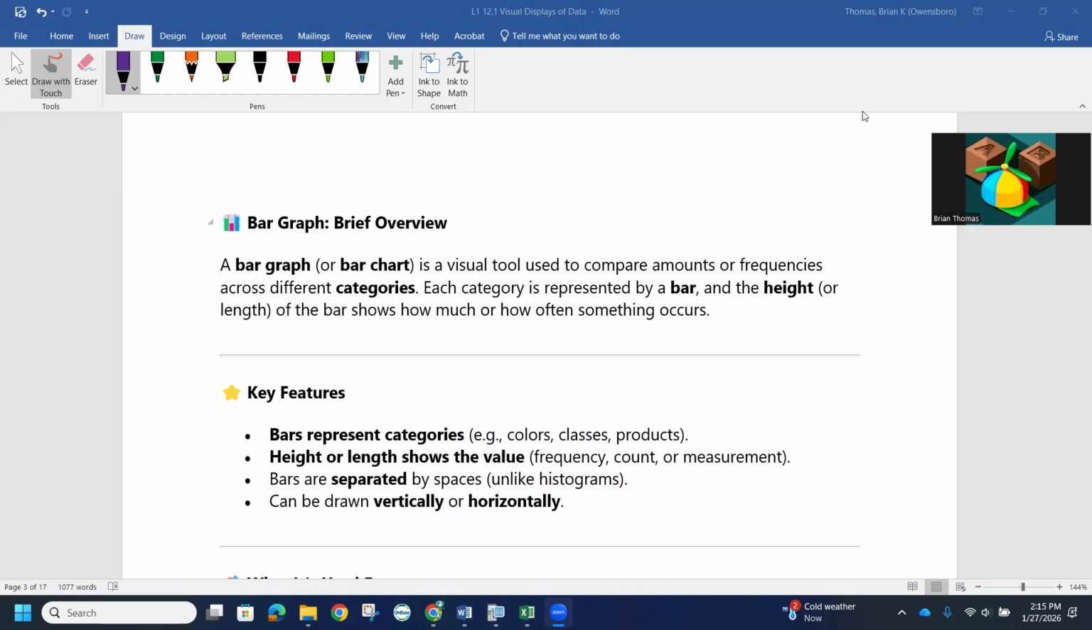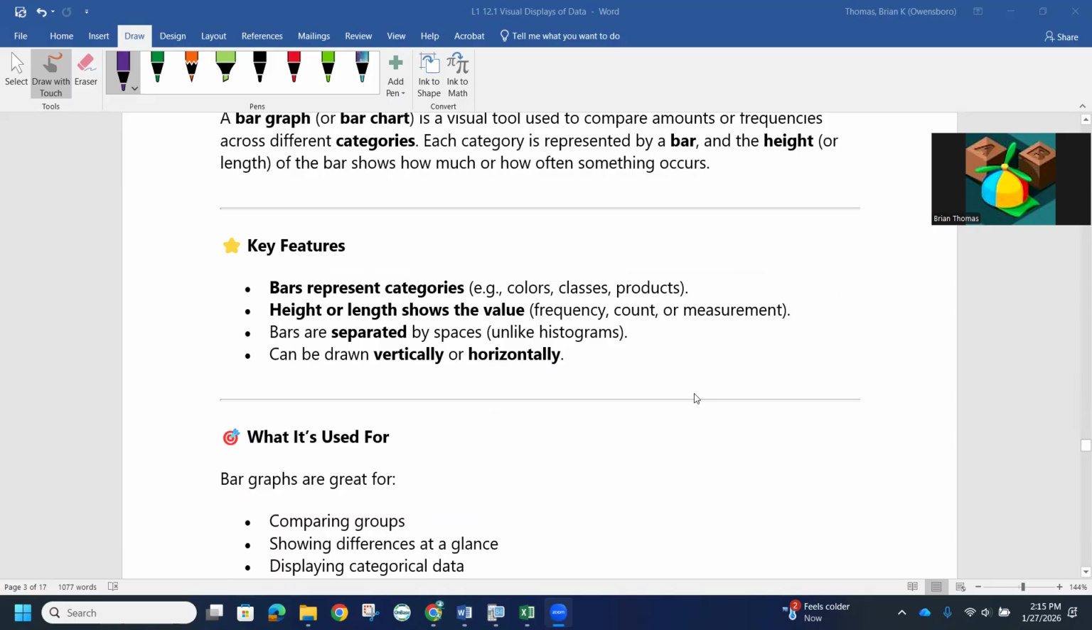So a bar graph is another visual display used in statistics. A bar graph, or a bar chart, if you will, is a visual tool used to compare amounts or frequencies across different categories. Each category is represented by a bar, and the height, or length, if you will, of the bar shows how much or how often something occurs.